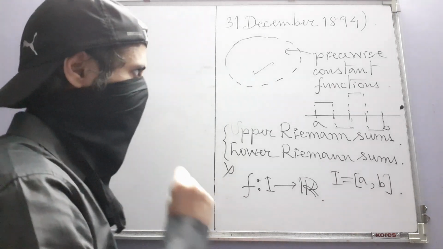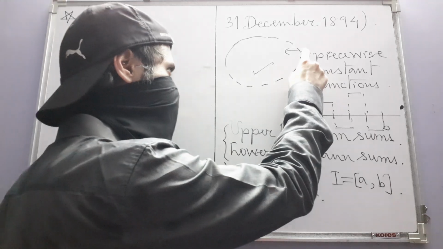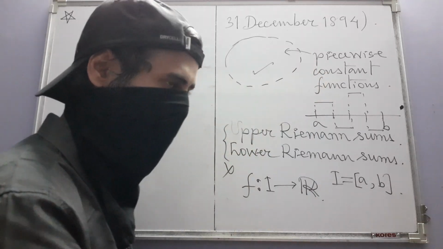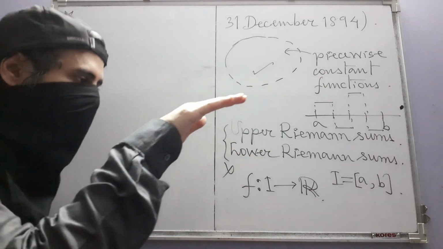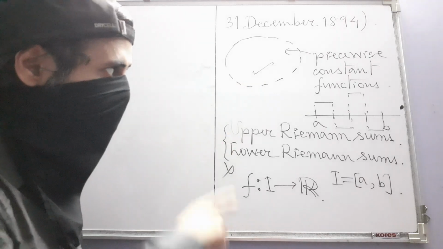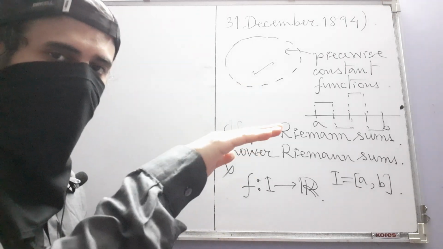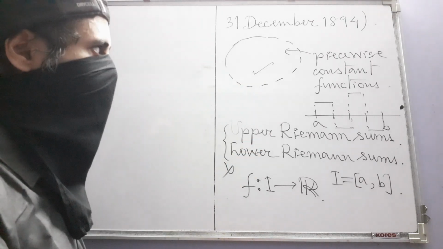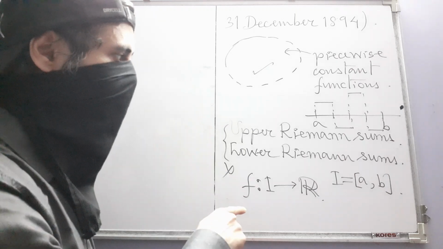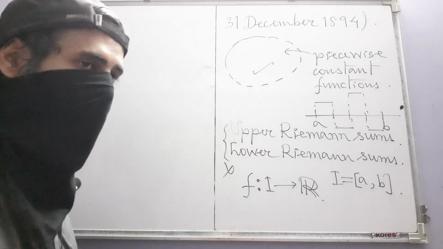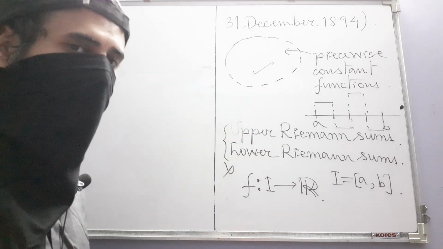Now the strategy here is this. You consider this class of functions, piecewise constant functions. You develop a theory of integrating them, a very elementary theory of integrating them, and then using that theory you move on to more general functions, their integration.